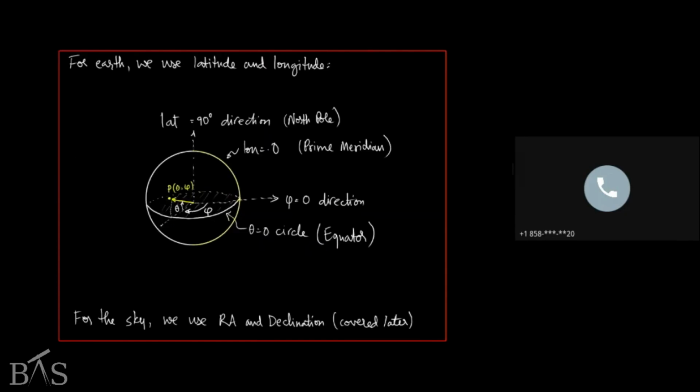So one realization of this is what we call the geodetic coordinate system, or latitude and longitude. This is something we are all familiar with. Latitude is that vertical coordinate that goes from minus 90 degrees to plus 90 degrees, so 90 degrees south to 90 degrees north. And the other coordinate is longitude, which goes from 0 to 360 degrees, right? So this is just a realization of that same kind of coordinate system for the Earth. So any point on the Earth can be described by a latitude and a longitude. Very simple. For the sky, we use something very similar called right ascension and declination, which we will cover later.